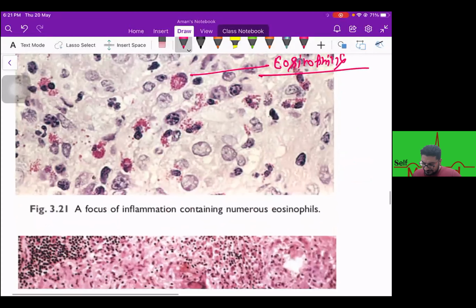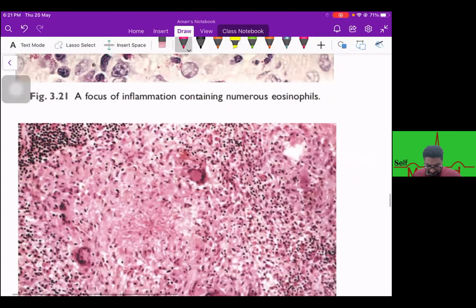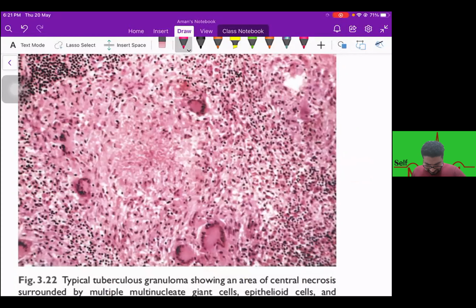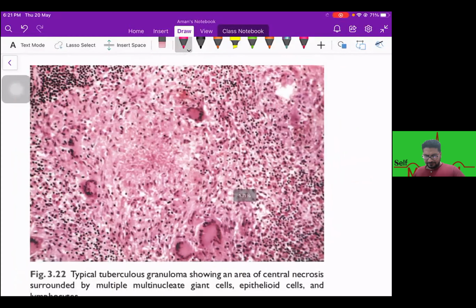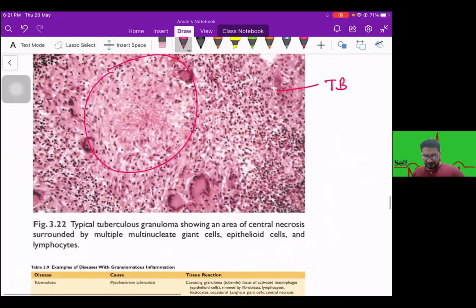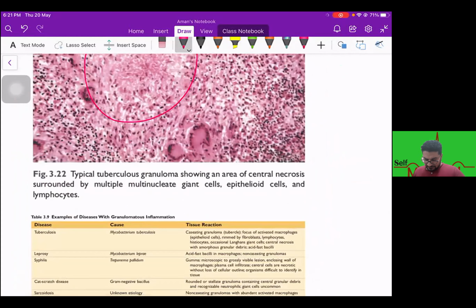Okay, then understand this. In this, you will see the central area has necrotic material, and this is a classical necrosis that we call caseous necrosis. This is seen in tuberculosis. You will see the necrosis in the center of this. I'll show you another image where it will be more clear.